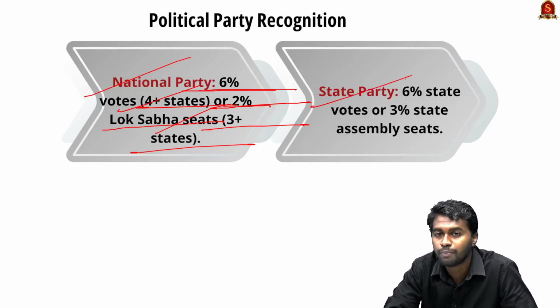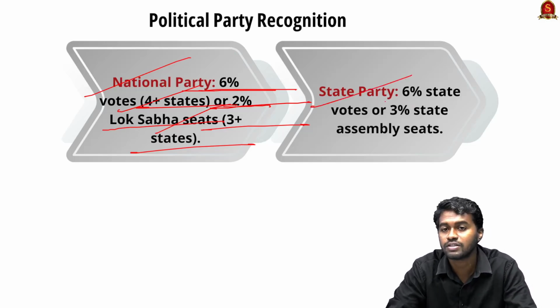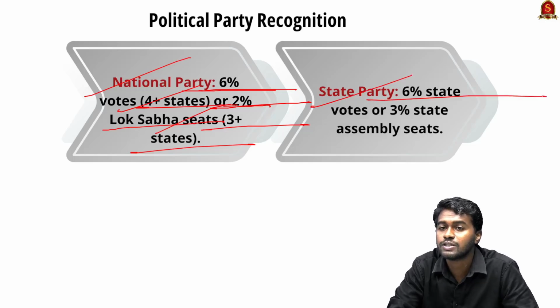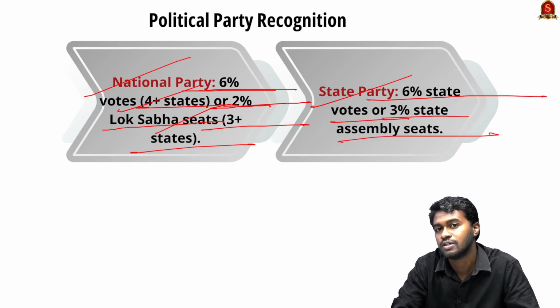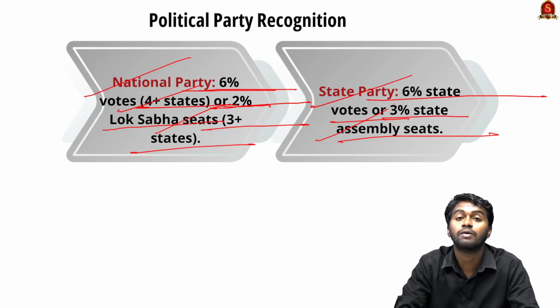And the next is state party. To declare a party as a state party, it should have 6% valid votes in the state assembly, or 3% state assembly seats. So this is required to declare a party as a state party.